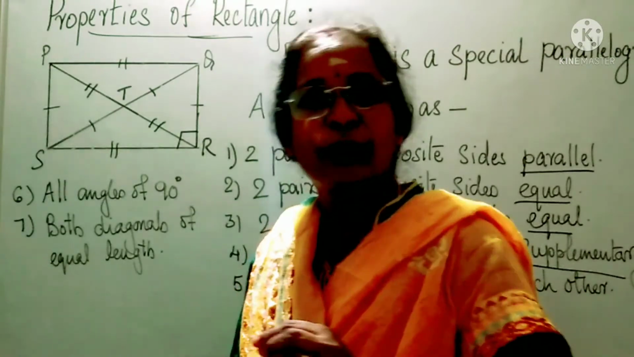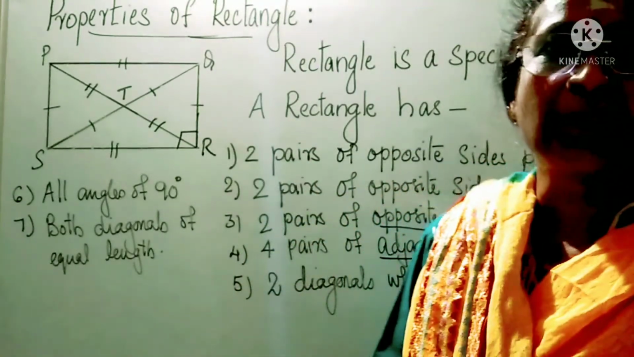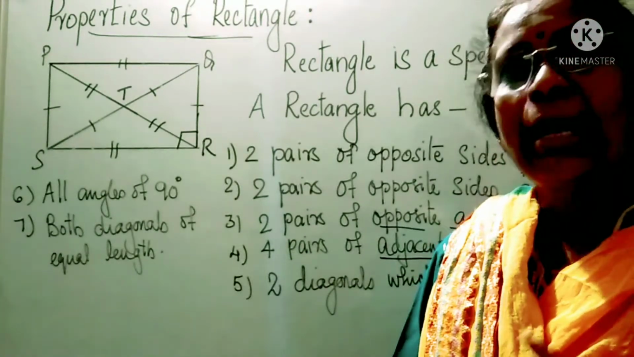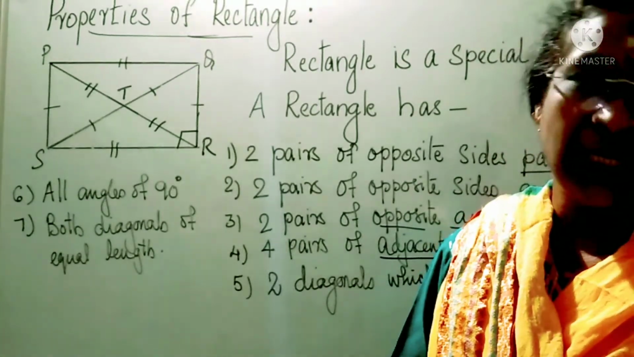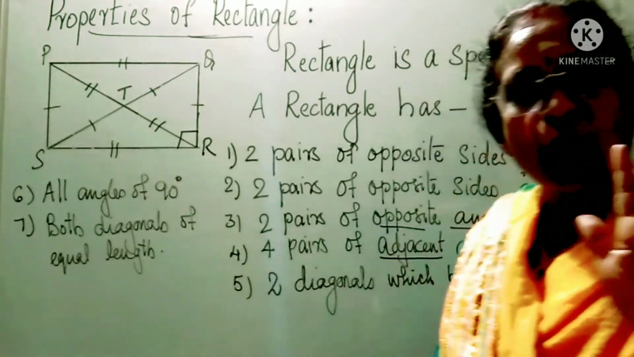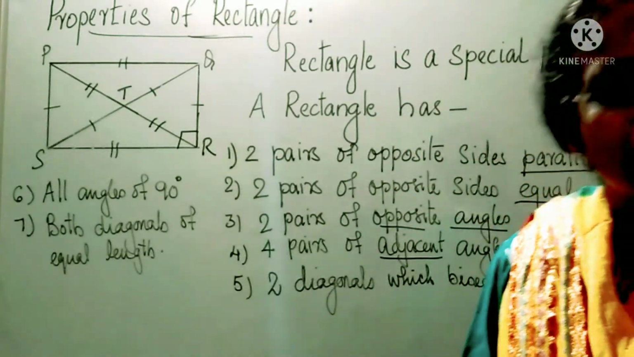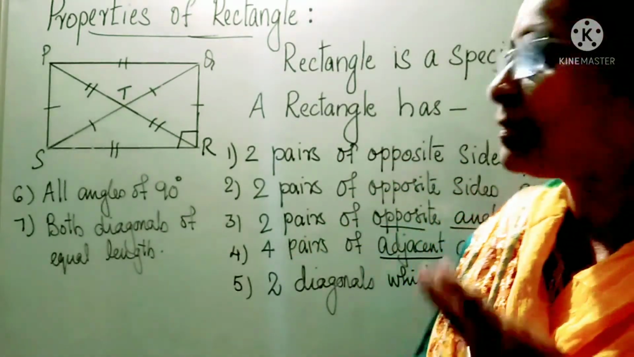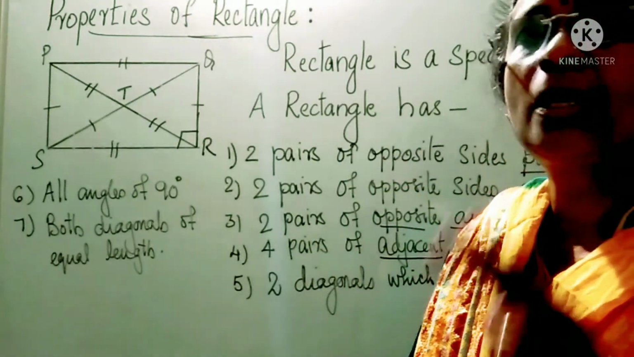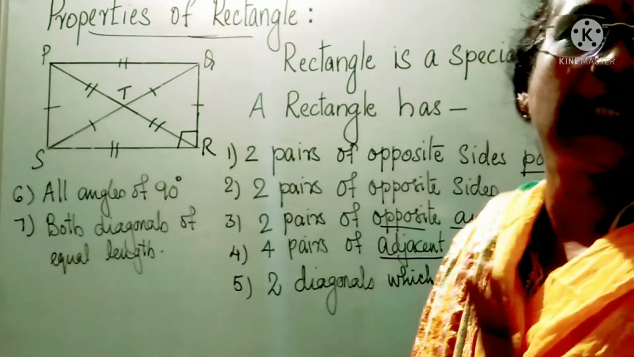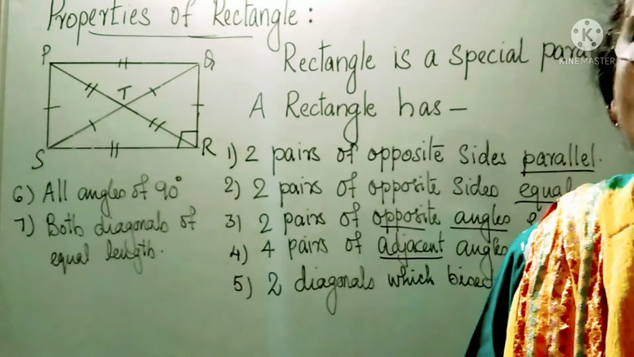Okay, just for your information, in a rectangle, the two diagonals will be equal and they will bisect each other. So, these are the properties of a rectangle. It has all 5 general properties of a parallelogram plus 2 special properties. Which are the 2 special properties? All the 4 angles are right angles and both the diagonals are equal.